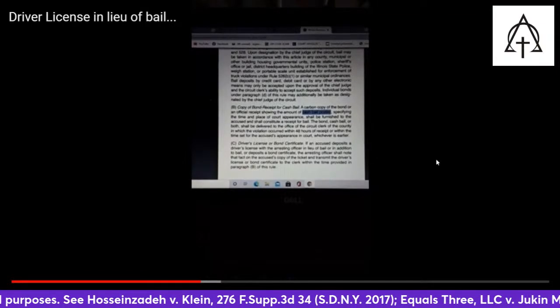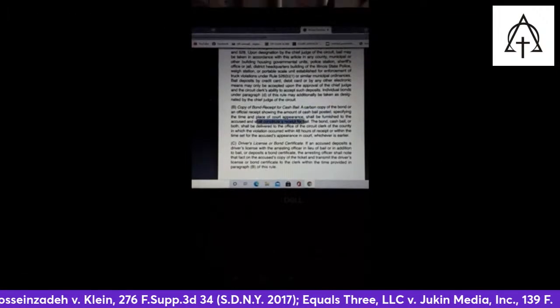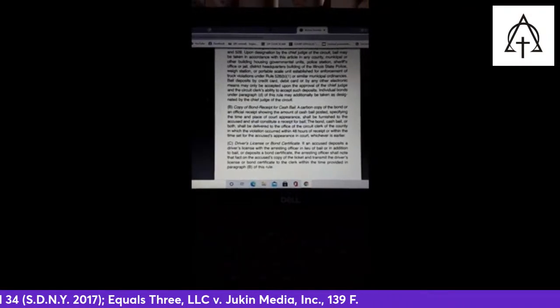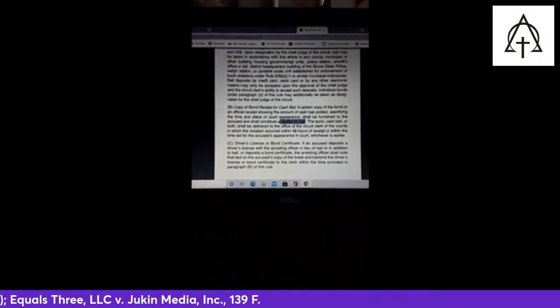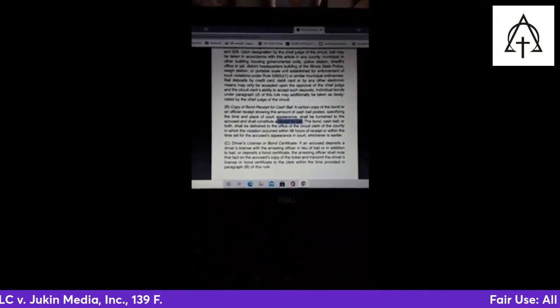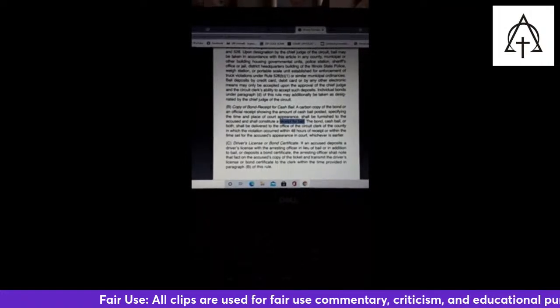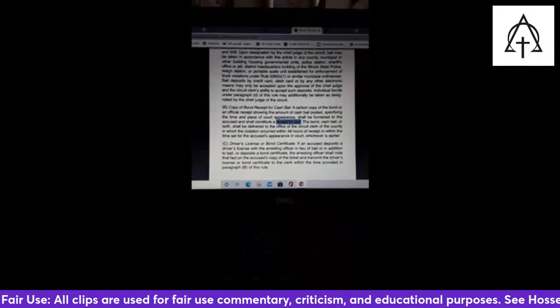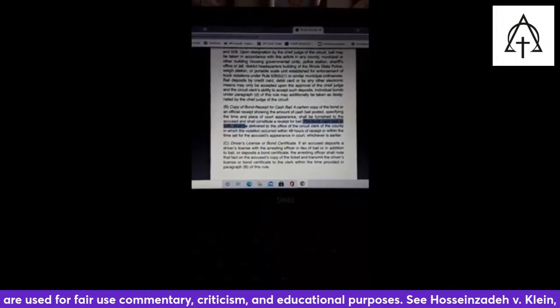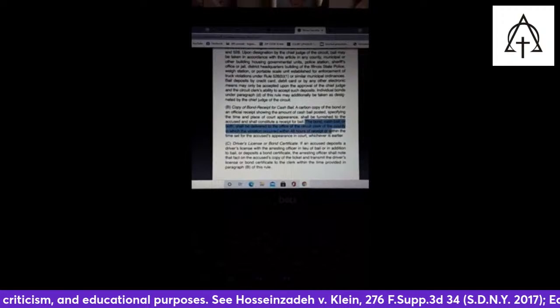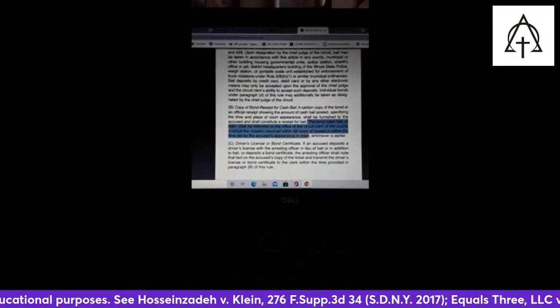Court appearance shall be furnished to the accused and shall constitute a receipt for bail. Receipt for bail. You have to give them a receipt in return, saying that you gave them an instrument for that bail. They copied down information and used it as a receipt for bail. But it's not in affidavit form. Okay. The bond, cash bail, or both shall be delivered to the office of the circuit clerk of the county in which the violation occurred within 48 hours of receipt or within the time set for the accused appearance in court, whichever is earlier.